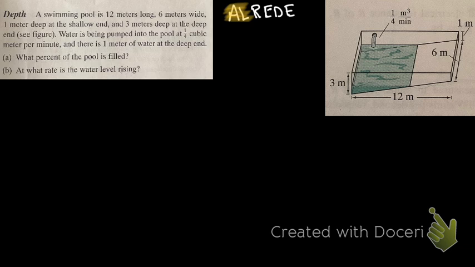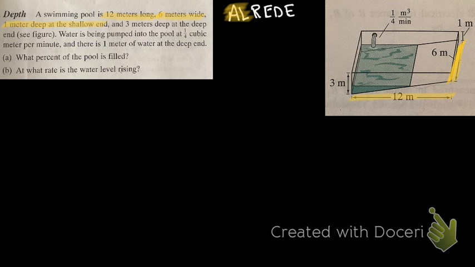So it says a swimming pool is 12 meters long. Okay, so that's why they made it like this. That makes sense to me. 12 meters long, that was right there. Good. 6 meters wide. I almost see that as the front to back depth. And then they say it's 1 meter deep at the shallow end.